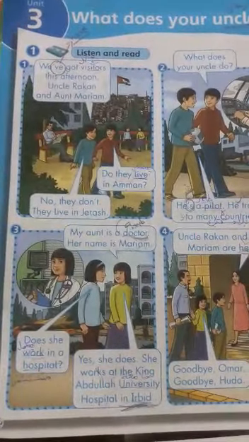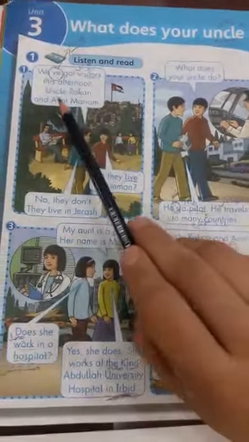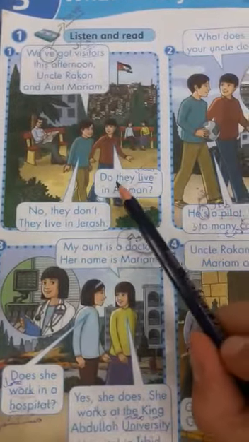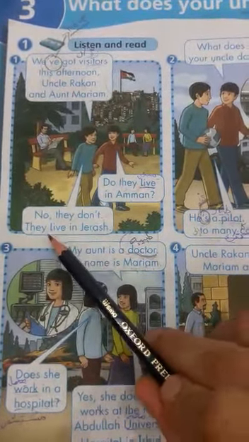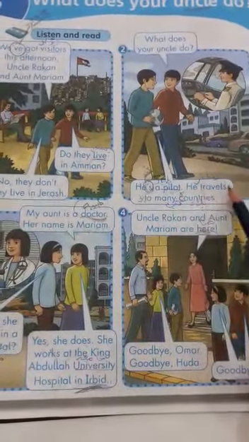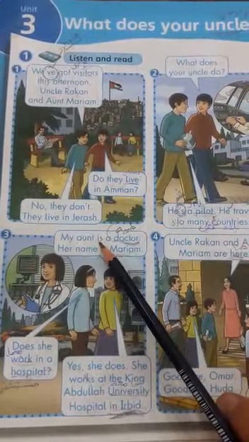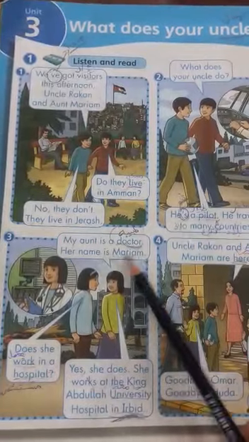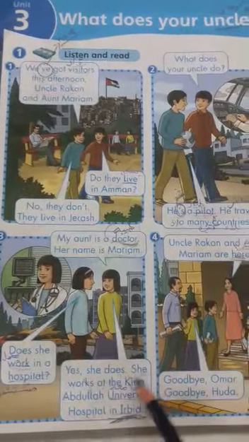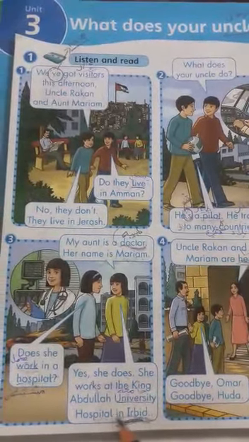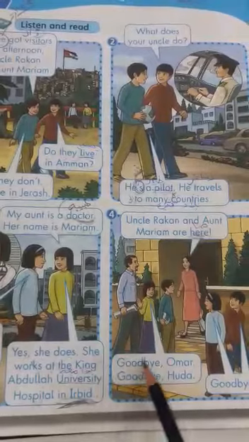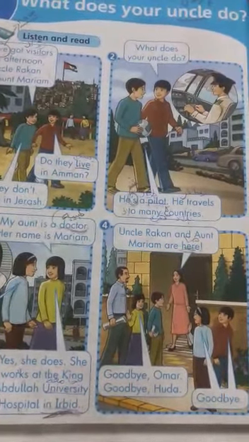Listen to me. What does your uncle do? We've got visitors this afternoon. Uncle Rakan and Aunt Miriam. Do they live in Amman? No, they don't. They live in Jerash. What does your uncle do? He is a pilot. He travels to many countries. My aunt is a doctor. Her name is Miriam. Does she work in a hospital? Yes, she does. She works at the King Abdullah University Hospital in Irbid. Uncle Rakan and Aunt Miriam are here. Goodbye, Omar. Goodbye, Huda. Goodbye.